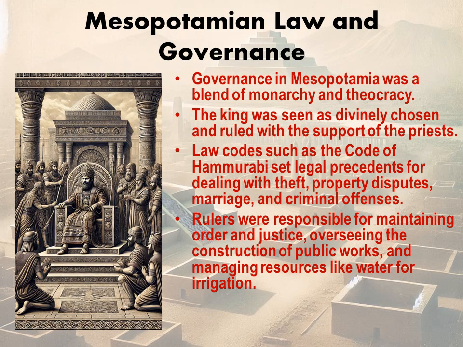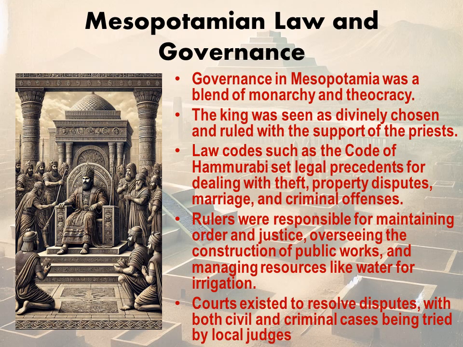Rulers were responsible for maintaining order and justice, so the people could not do whatever they wanted, because the rulers were responsible to see that the society stays in order, meaning everyone should follow the rules. The ruler was also responsible for delivering justice. They were the ultimate judicial authority, the ultimate judge, overseeing the construction of public works. Different public works like building of temples, roads, and irrigation canals were done under the supervision of the ruler, and also managing resources like water for irrigation. Water was the most significant resource of the time because agriculture was the prime activity, and agriculture cannot happen without water. So, managing the water resources was also the responsibility of the ruler.